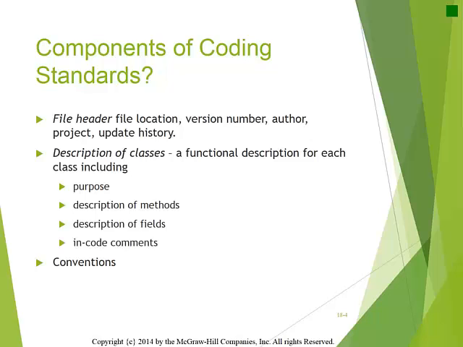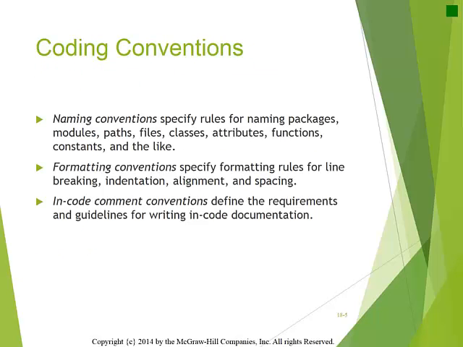Coding standards include coding conventions. Conventions for naming packages, paths, files, classes, modules, functions, attributes, and constants ensure that programmers can collaborate in implementing these items. There are formatting conventions, rules for formatting program statements that might include breaks, indentation, alignment, and spacing to ensure consistency in the look of the source code. There are conventions for in-code commenting that might include when comments must be provided in programs and a format for writing the comments.